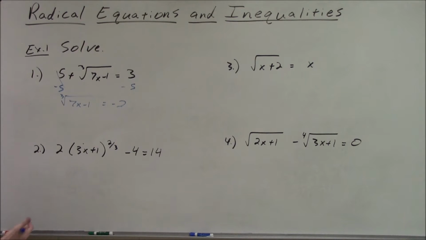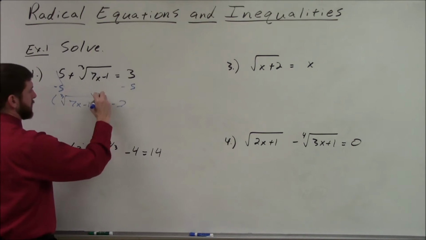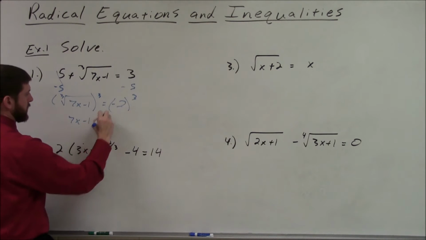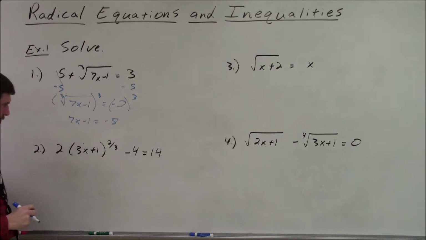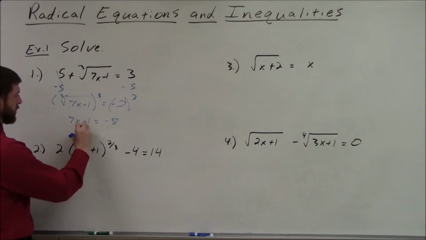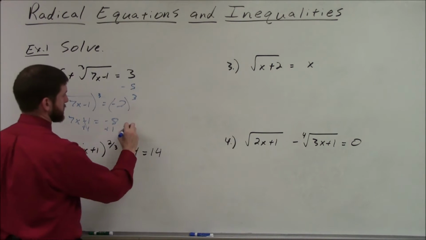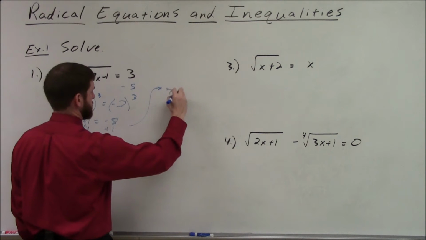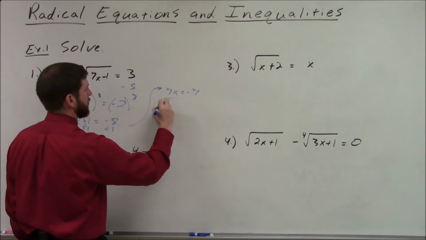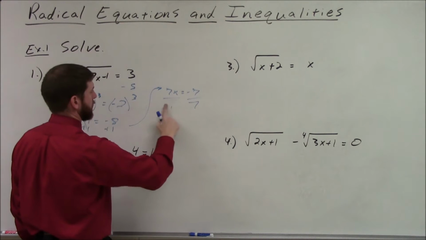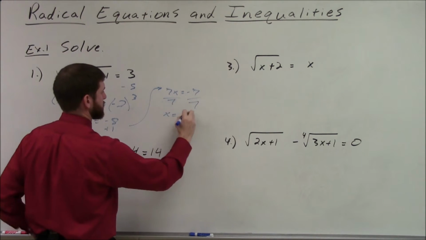Then we're going to raise both sides to the index. So I get 7x minus 1 equals negative 8. And then we go through and solve. Move my 1. So I get 7x equals negative 7. Move my 7. So I get x equals negative 1.